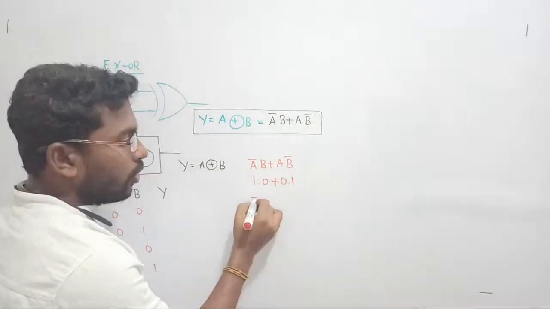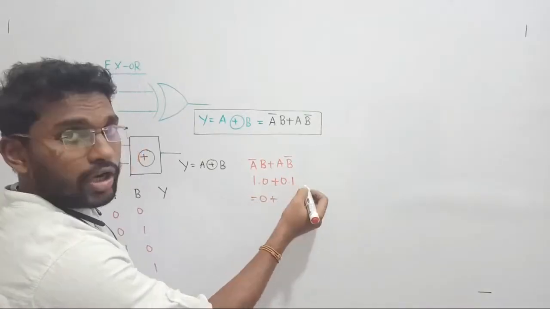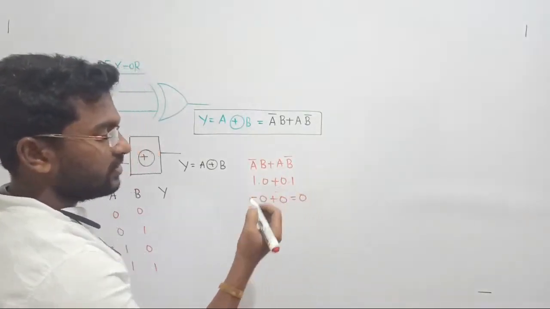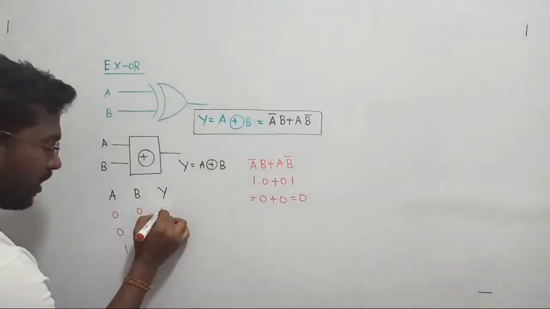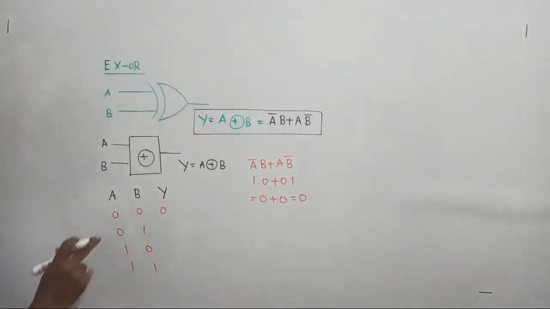But the thing is what? 1 into 0, 0. 0 into 1, 0. Output is 0. So what is the conclusion? I am getting 0. Let us discuss the 0 1 operation.